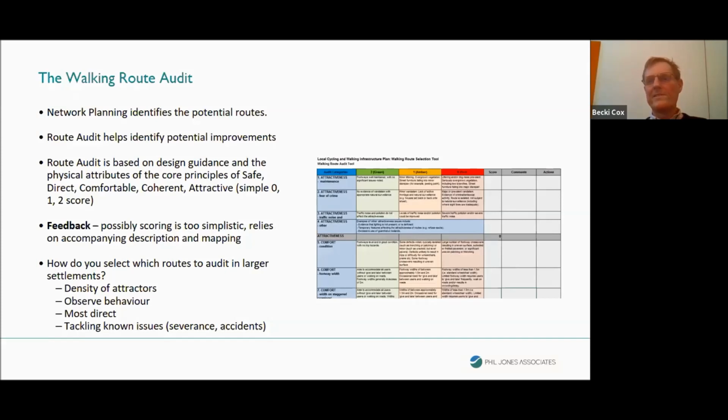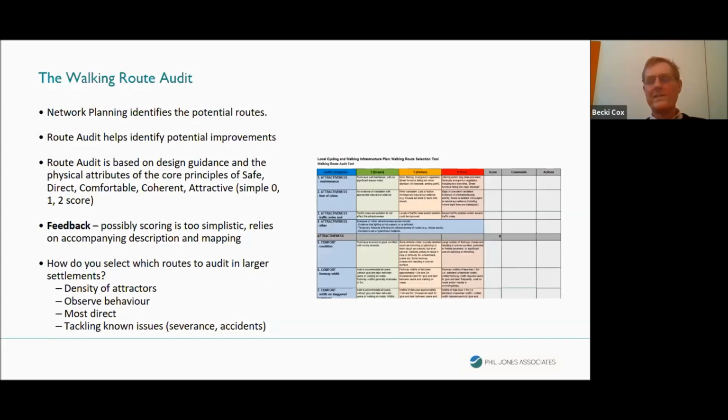Some people have been looking at a different scale, a 5-point scale, to try and get some more subtlety into their scoring system, so that it becomes easier to use those scores when you go on to do stage 5, the prioritisation process. And I think this comes back to the question we had on Becky's session. How do you select which routes to audit in larger settlements?